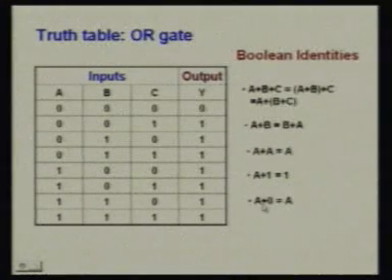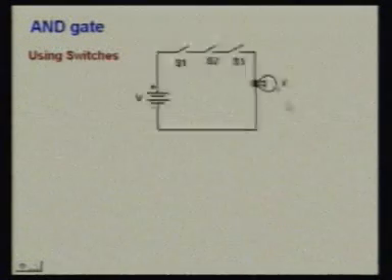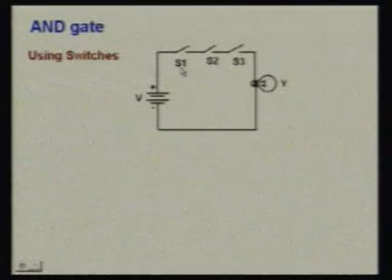So this was all about the OR gate. Now we will discuss the AND gate. In the AND gate, again we will discuss first by using switches. So here, consider this circuit. Again we have a battery connected to a bulb, which we say is the output, connected through 3 switches S1, S2, S3.